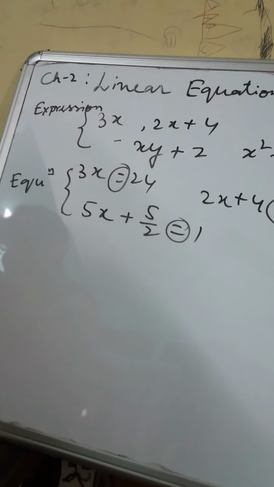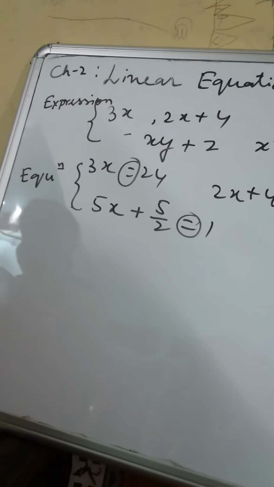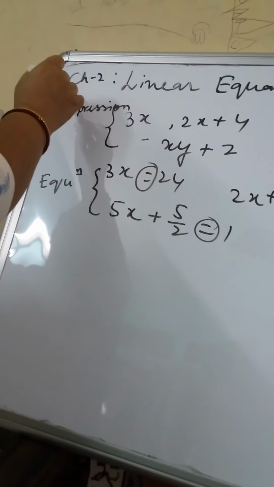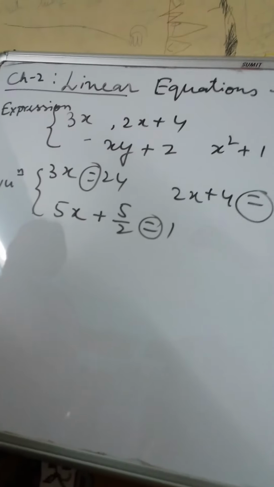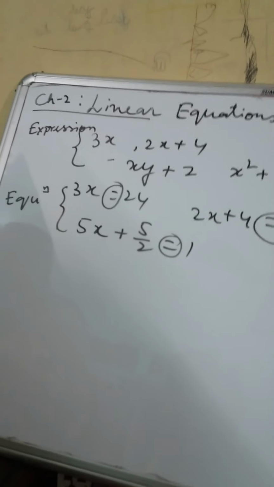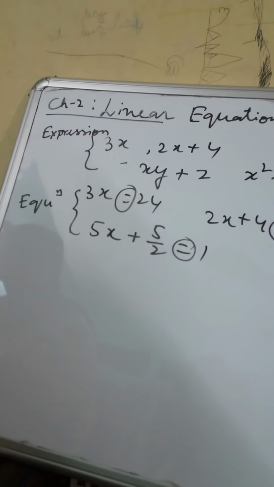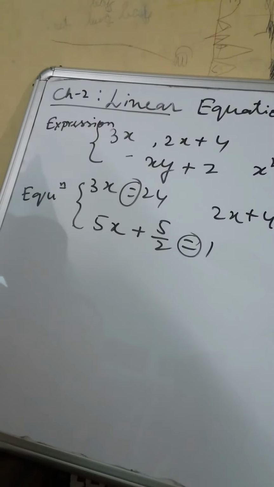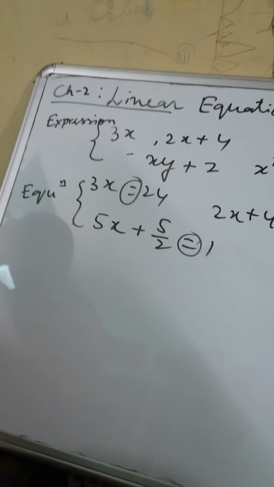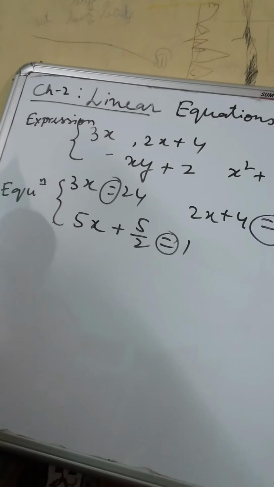The expressions we use to form equations in chapter 2, linear equations in one variable, are linear. This means that the highest power of the variables appearing in the expression is 1.